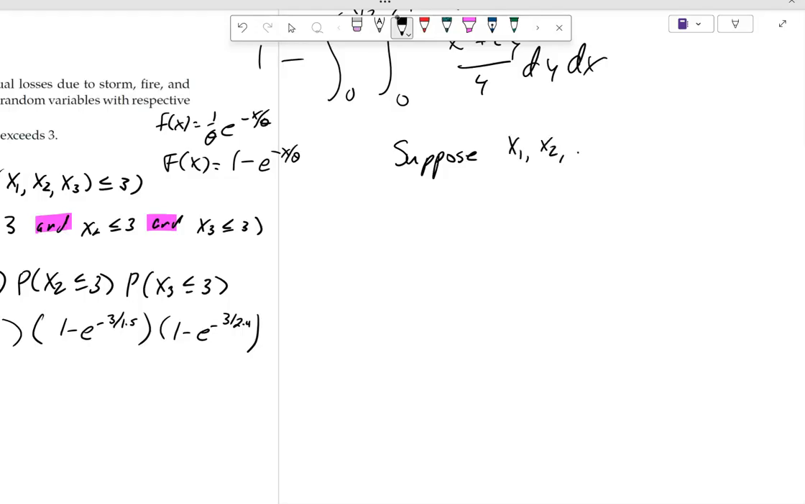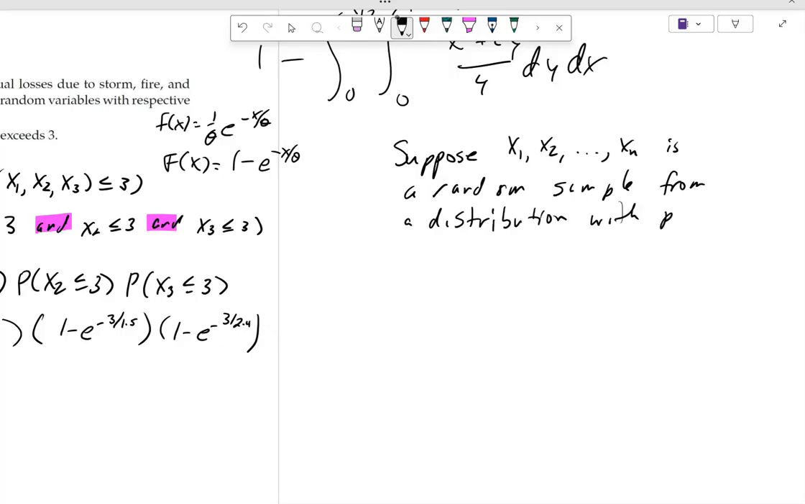Okay, so just to develop that, let's suppose that x1, x2 out to xn is a random sample from a distribution with PDF, I'll use little f of x, and CDF, capital F of x. Not specifying what the distribution is, but I do want to be able to refer to the PDF and the CDF of that distribution.